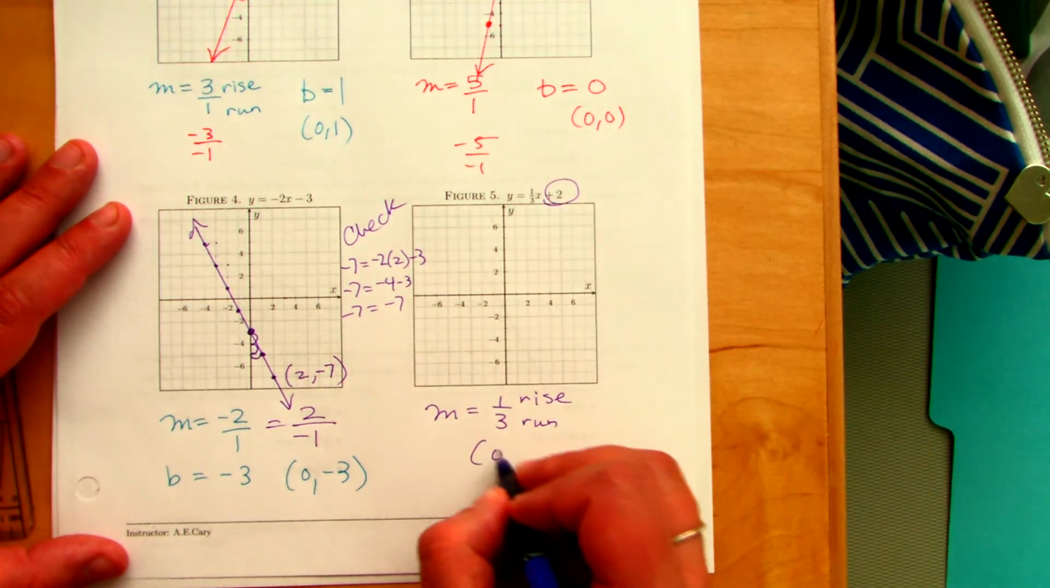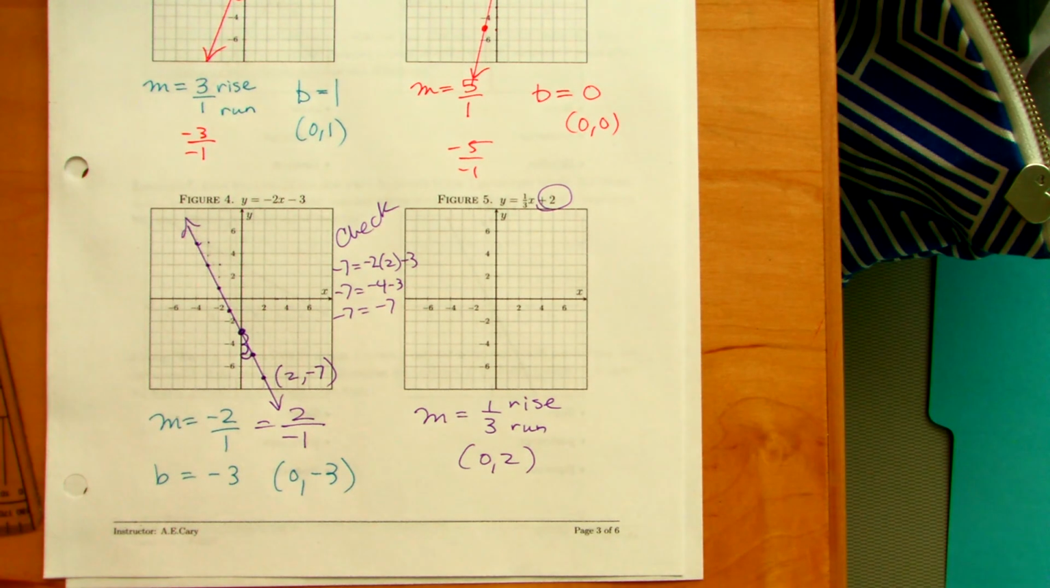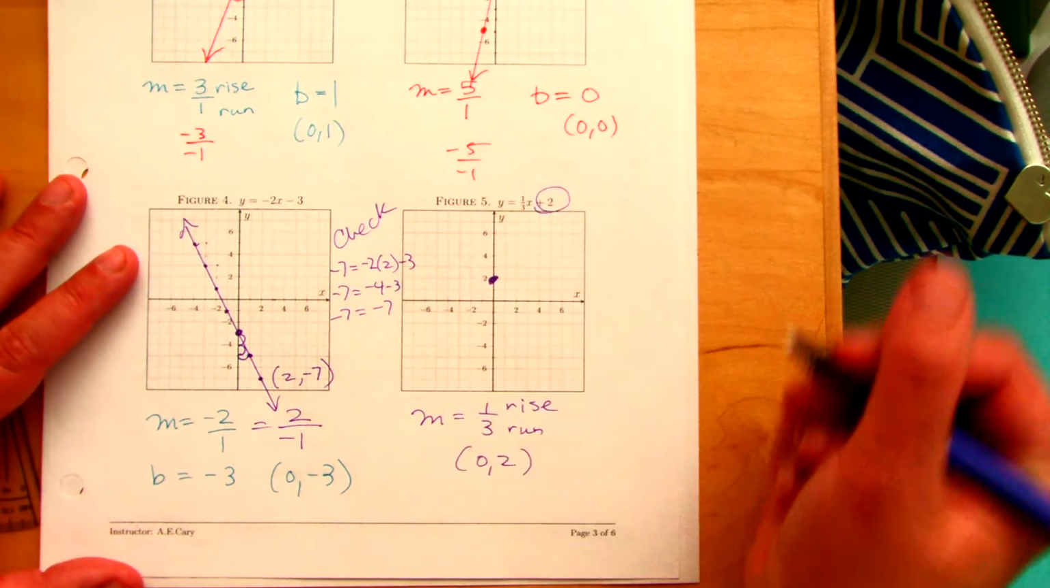Y-intercept, 0, 2. So where do we start the graph? We're always going to start the graph where? Y-intercept. Does everybody see where the y-intercept is and how to start there? Does that make sense? Y-intercept is going to happen on the y-axis. Okay, here's 0, 2.